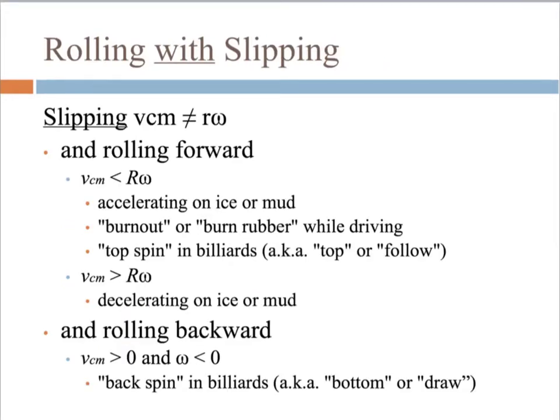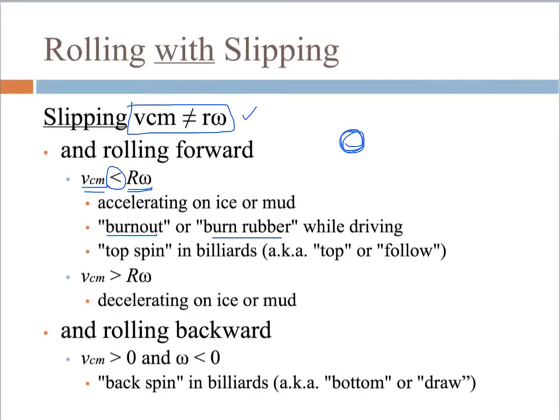In these situations, we're going to see objects that are rolling with slipping. What that means is you can no longer apply this v equals R omega right at the beginning. An example of that is when the velocity of our center of mass is less than R omega. You can imagine a burnout or burning rubber. Your tires are spinning very fast, but it's not moving forward just yet. So we are rotating faster than the center of mass is moving forward, and this relationship does not stand.